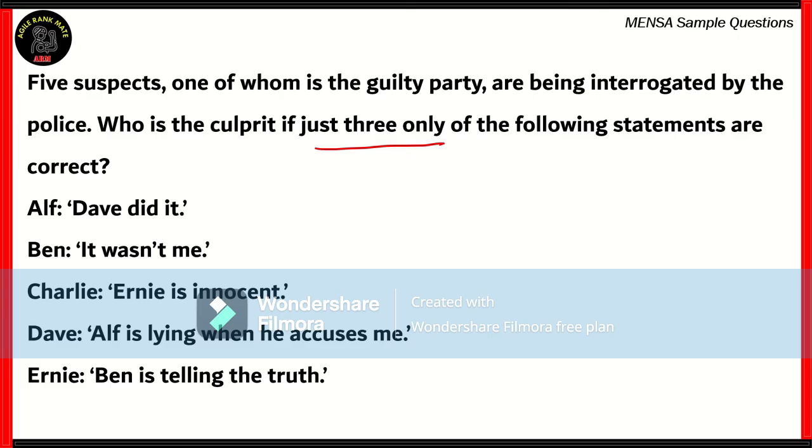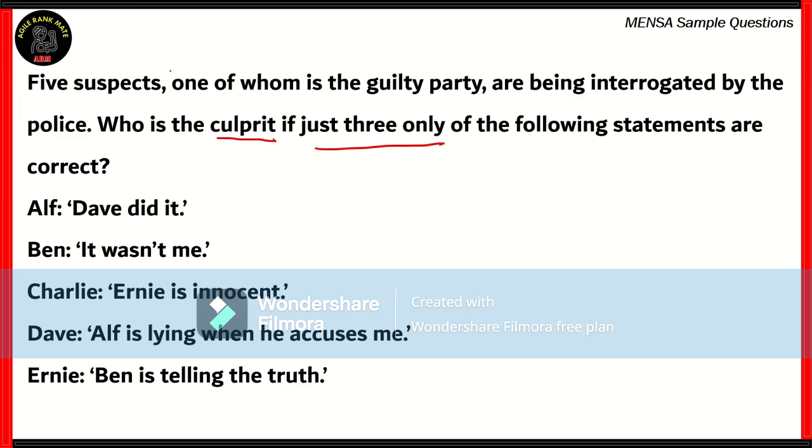Now, Alf says that Dave did it. Ben says that it wasn't me. Charlie says that Ernie is innocent. Dave says that Alf is lying when he accuses me. Ernie is saying that Ben is telling the truth. Now, how do we find out who is the culprit?